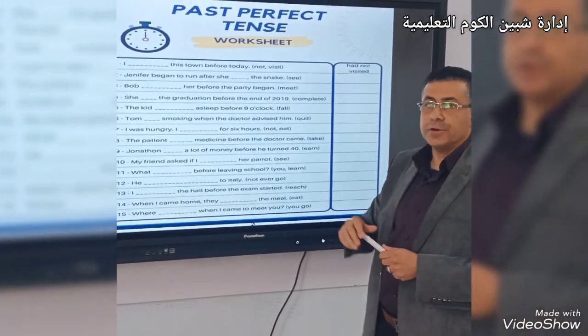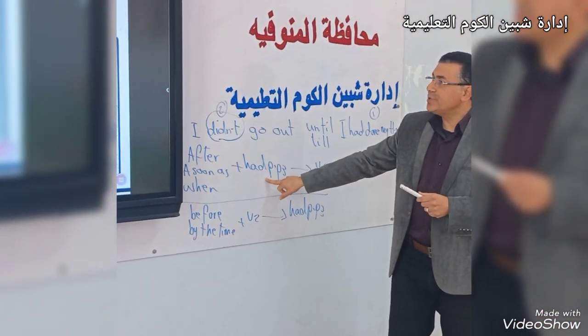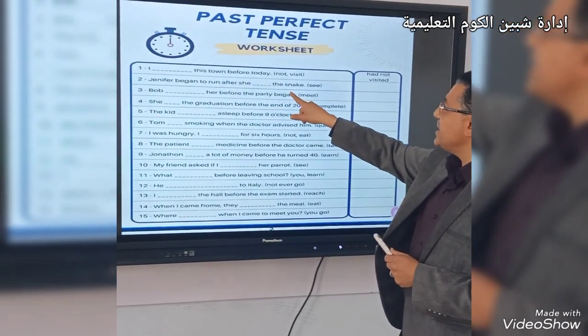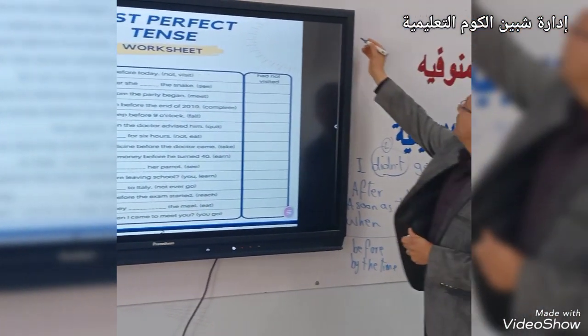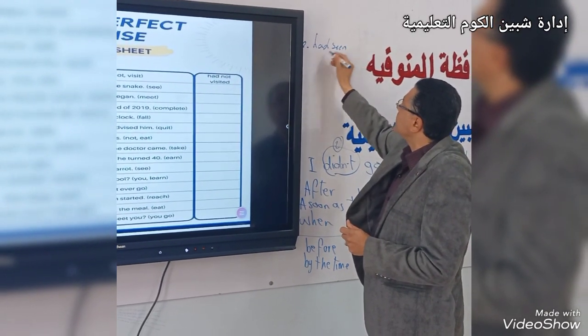Look at after here. After is followed by what? Had with V3, and preceded by past simple. So it will be had seen. Look here, it will be had seen.